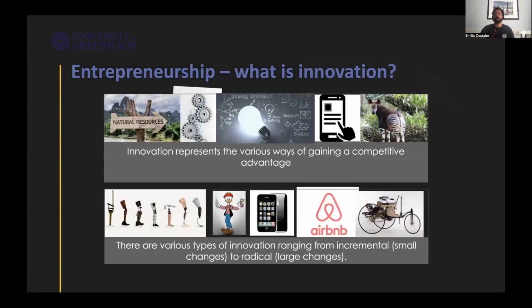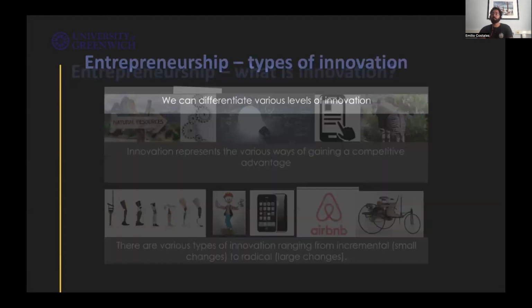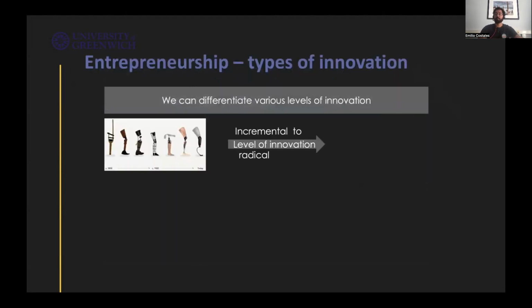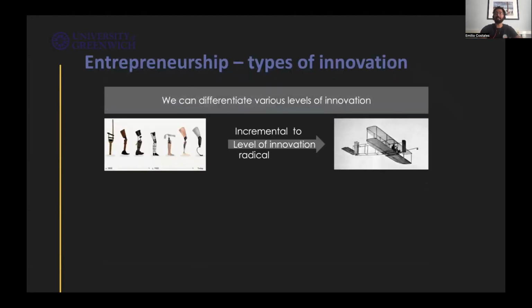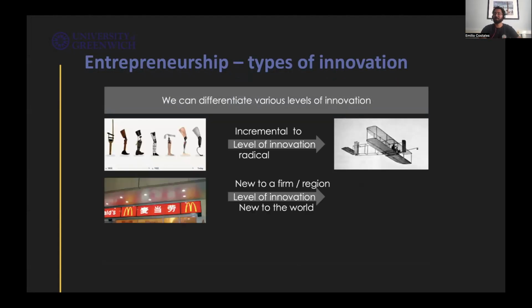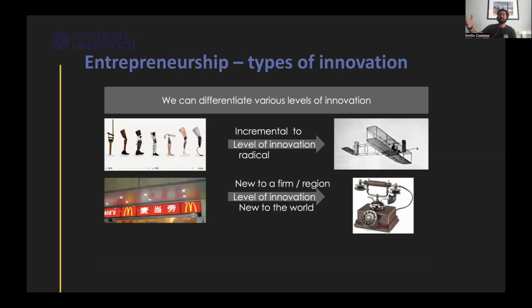Now, value can be contingent on context, and so can innovation. Now, innovation can be incremental or it can be radical. It can be new to a firm or it can be new to the world. So it could be new to a firm or new to a region, or it can be new to the entire world, or it can be sustaining or it can be disruptive.